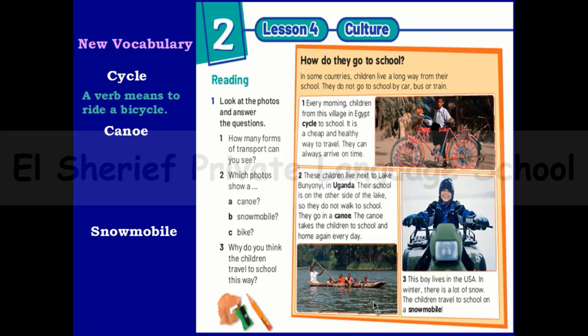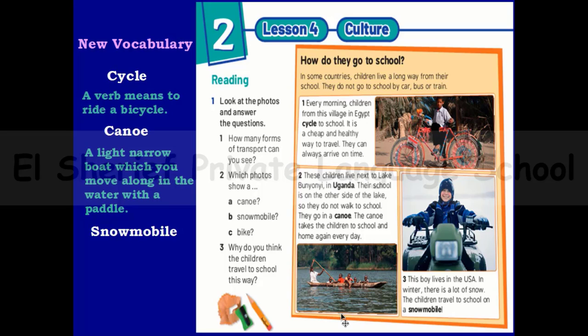So from this picture, can you find the word that expresses this picture? Yes, we can say that this picture is called a canoe, which is a light, narrow boat that you move along in the water with a paddle. So here, these children are using the canoe to go to their school because they need to move across the lake and they can't go by walking. Let's go to number 3.